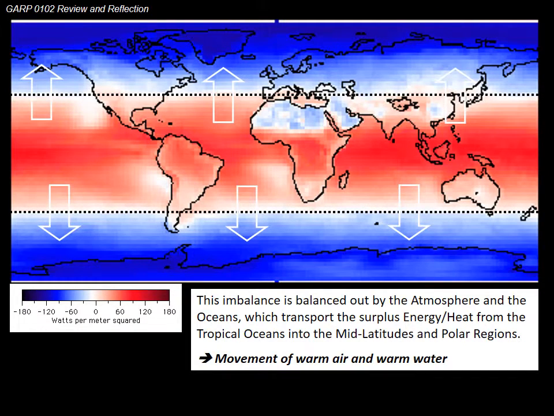You have to have some energy transport mechanism, schematically shown here by those white arrows, where heat has to be moved from the areas of red, from the tropics, into the areas of blue. It has to be moved from areas of surplus to areas of deficit. And we move heat by moving warm air and warm water. So fundamentally, what we have here is the reason for wind and ocean currents.